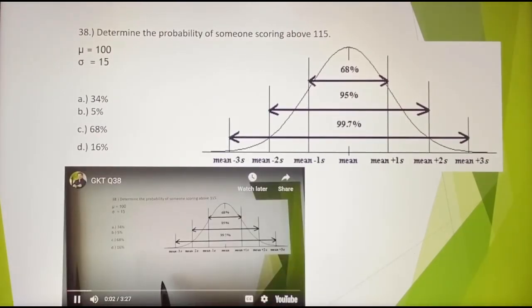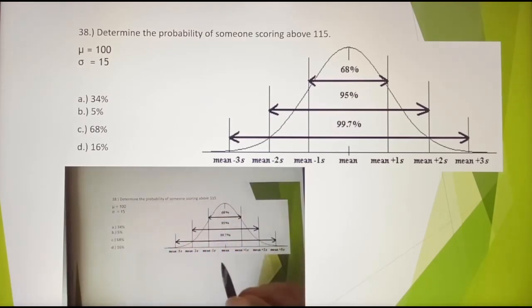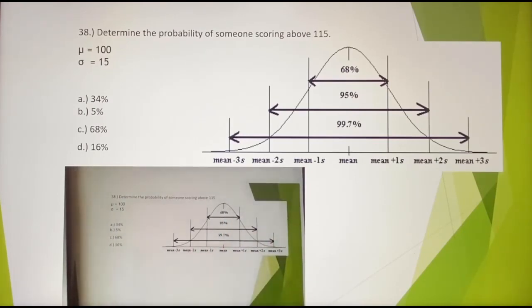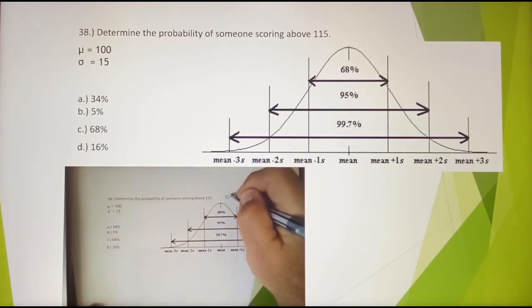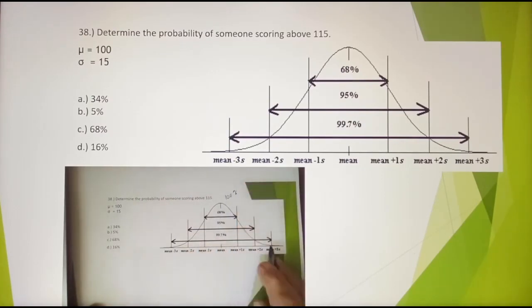In this problem, we're trying to determine the probability of someone scoring above 115 on a test. So we have this normal distribution. This bell-shaped curve is known as a normal distribution, and the important thing to know is that under the curve is 100% of the data. So 100% would be everything under the curve, or you could say it adds up to a 1. Either way you can do it. If you want to say 1 is a whole, then you could do it that way.